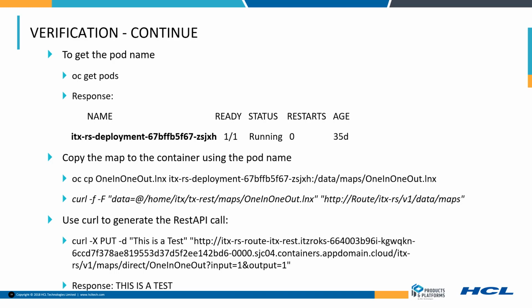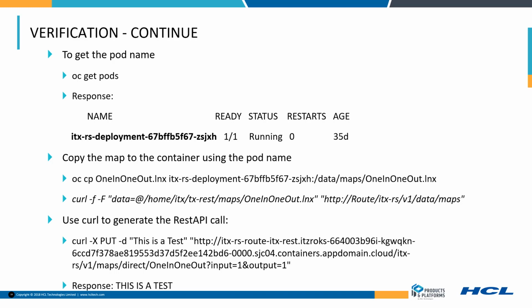The first step is to locate the pod name, which is needed in the oc copy command. Once a map is copied to your container, you can use a curl command to invoke the map. Make sure you substitute the IP address with yours. The map should go directly to the persistent volume. That means the map will not be erased even when the container goes down. It also means that the map can be shared among many pods.